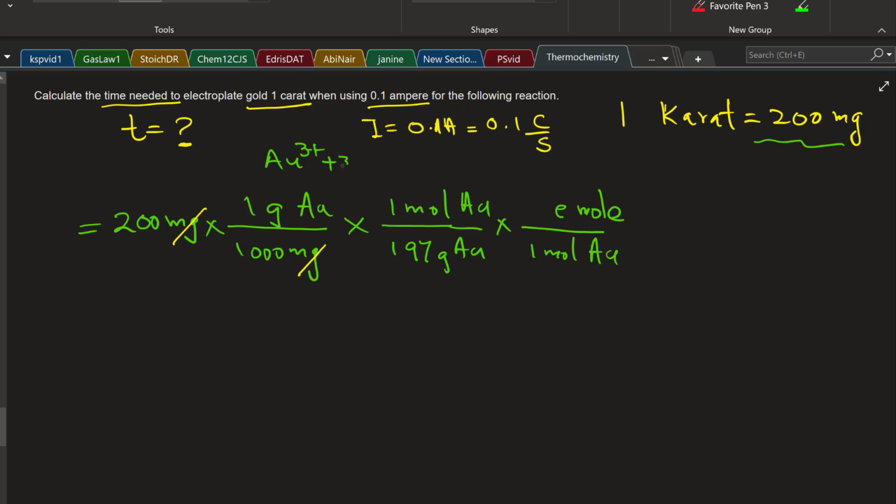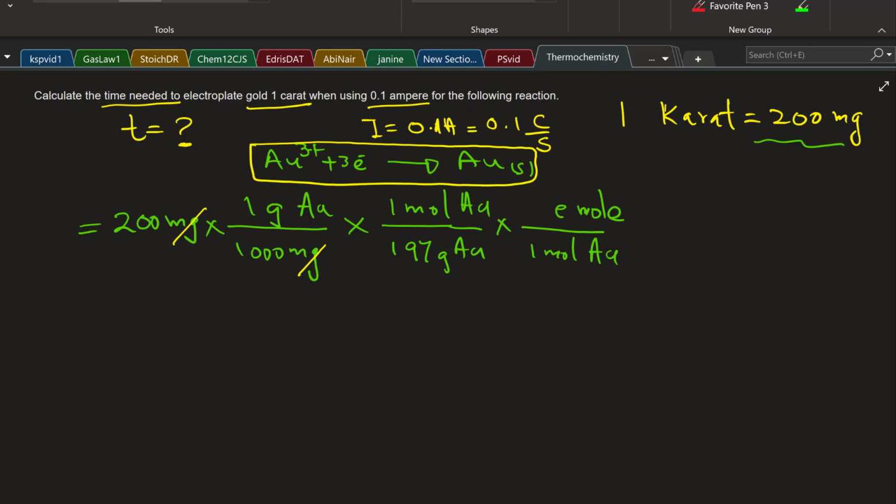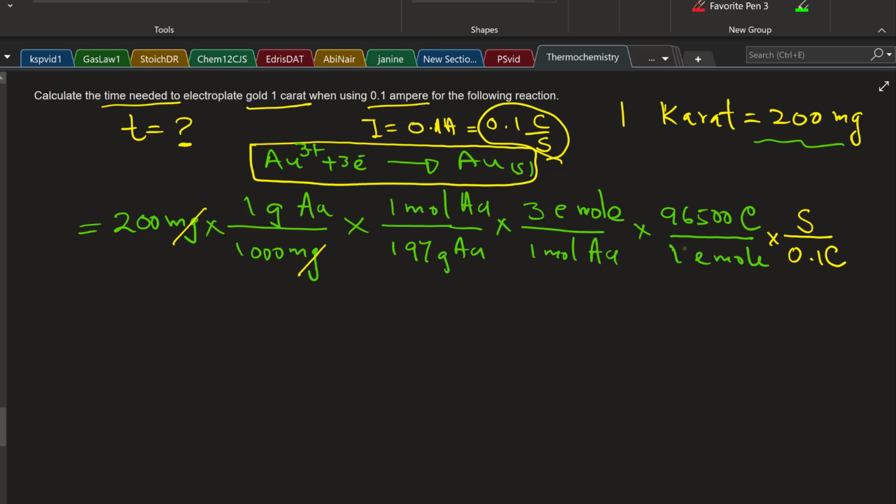Actually, we need this half reaction. Au3+ plus 3 electrons goes to Au. That's how the gold is deposited on jewelries, right? So now, 3 e-mole we needed for this one, but 1 e-mole is 96,500, the Faraday constant. Now we can start canceling everything, right? Yeah, let's write the 0.1 coulomb is 1 second. So we can flip the coulomb, the current, as needed, right?